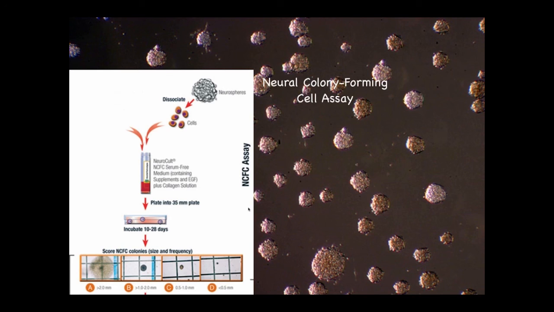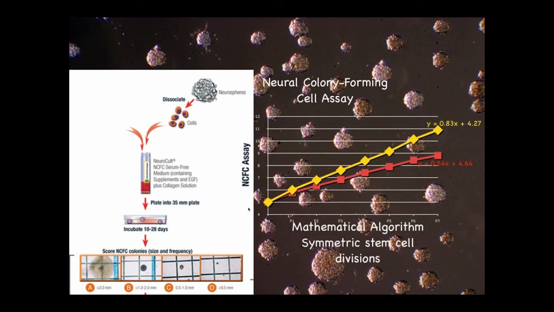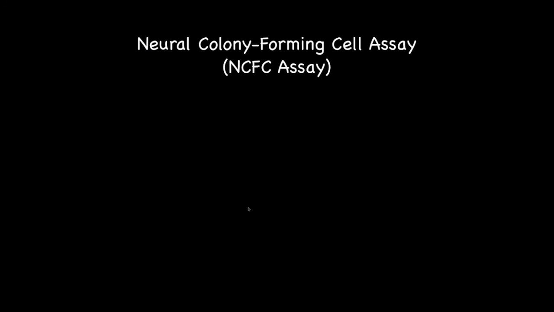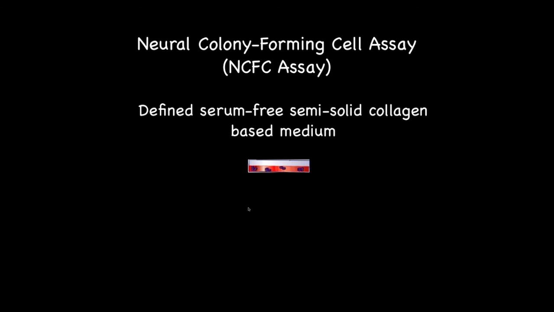And I want to tell you about these two assays. The first assay is the neural colony forming cell assay that we did in collaboration with Sharon Lewis at Stem Cell Technologies. And the second assay is a mathematical algorithm that we've developed that allows us to look at symmetric stem cell divisions. So to start with, the first assay, the neural colony forming cell assay. This uses a defined serum-free media mixed together with a semi-solid collagen-based media.